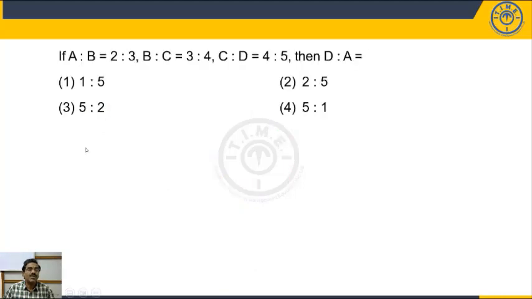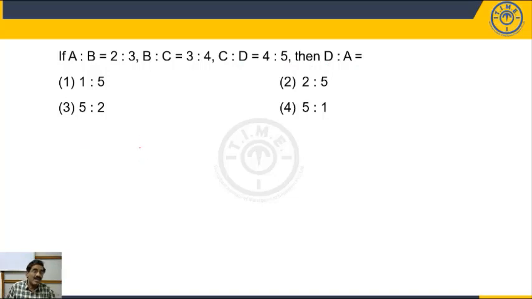So let's look at one more question. This is on finding the ratios. Different ratios are given. We are basically interested in the ratio of the last term to the first term. A is to B is given as 2 is to 3. B is to C is given as 3 is to 4. And C is to D is given as 4 is to 5. Then we are interested in how much is D is to A.